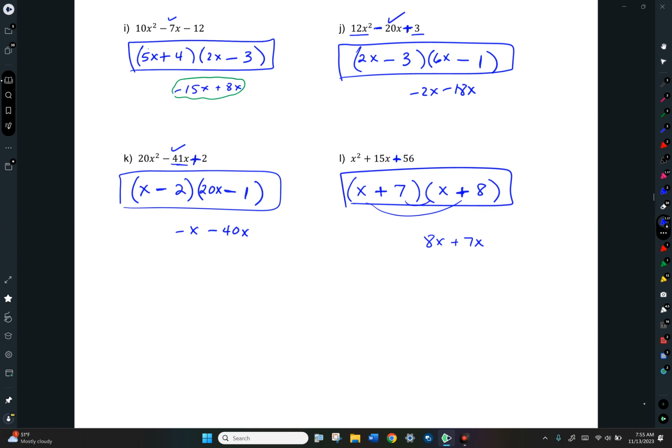So there's my answer. Okay, it's called trial and error for a reason, because sometimes you have to try more than one thing. But if you stick with these little shortcuts, more often than not, it's going to work very quickly. All right, so that is the trial and error.